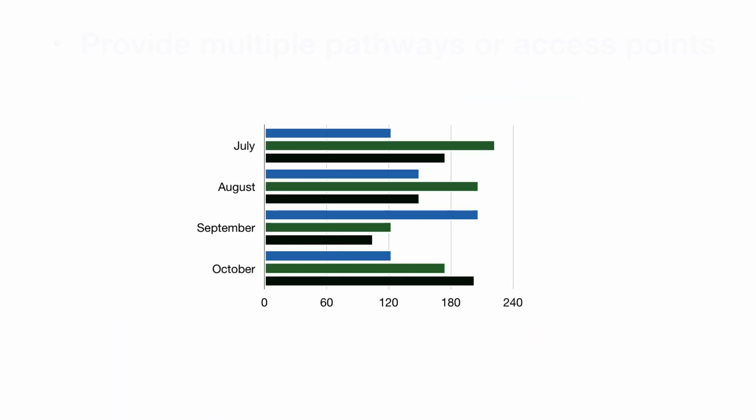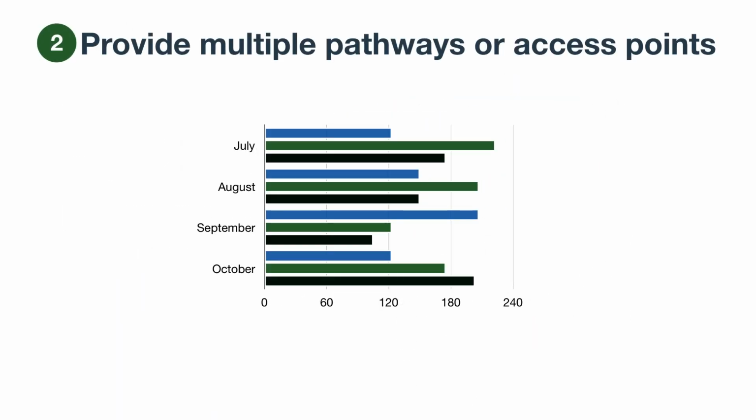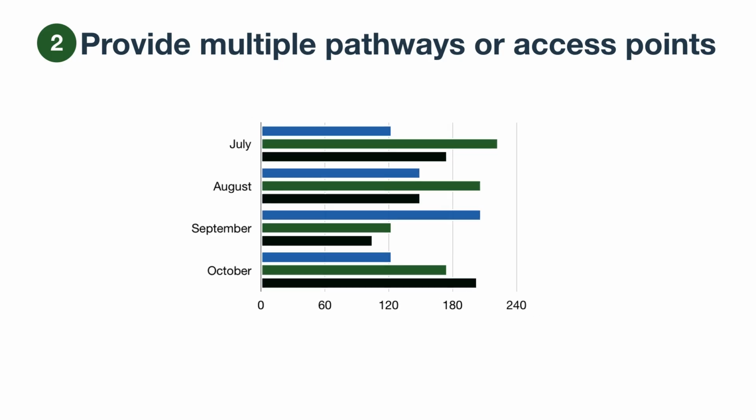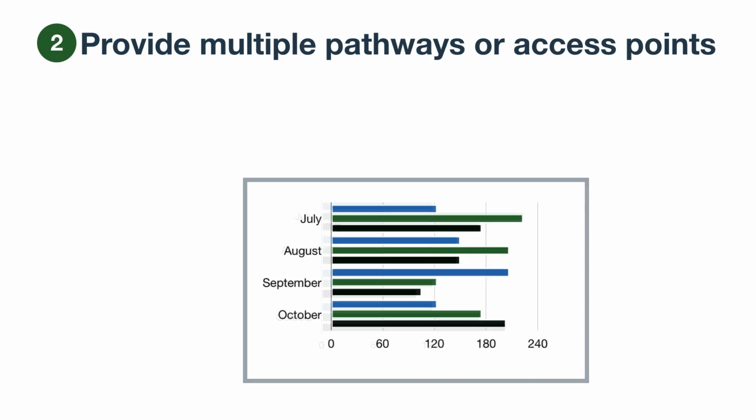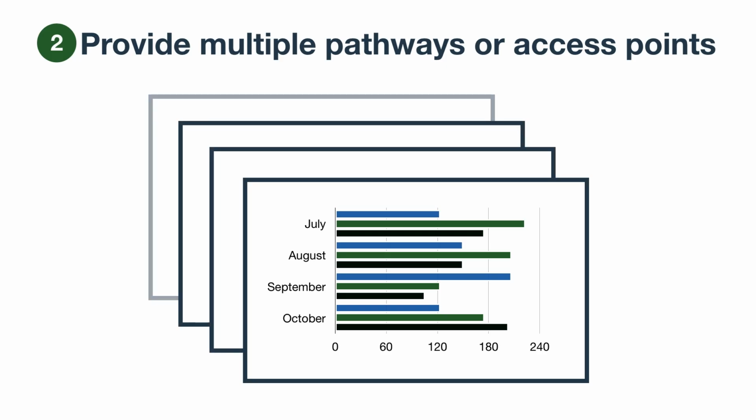Our second design consideration for making accessible data displays is providing multiple pathways or access points to your data. This is especially important if your data is in an interactive format or complex. It means providing or layering different formats for different needs. Let's go over 2 examples to understand this better.